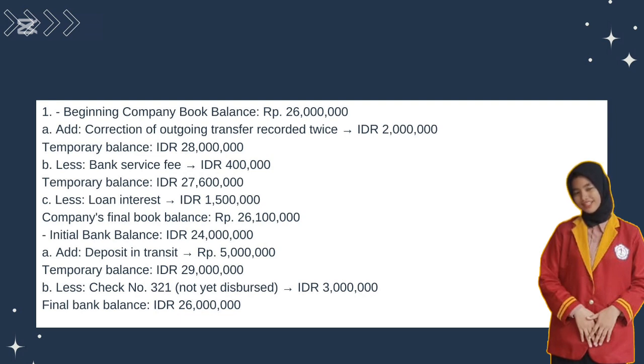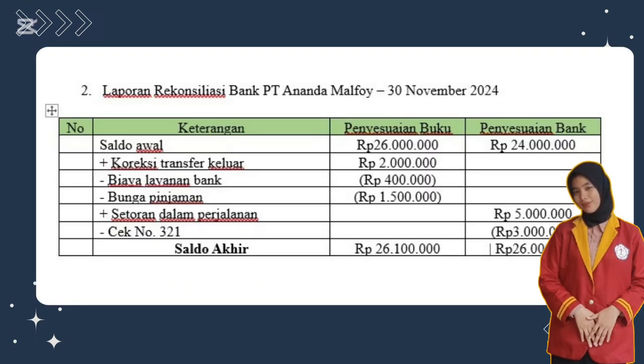or missed transactions. In this table, we see a bank reconciliation report that shows how the cash balance according to the company's books and bank statements is adjusted. This reconciliation is important to reconcile the differences between the two records and ensure accurate financial statements. Let's take a closer look at each adjustment component. Beginning balance column, company books, $26,000.